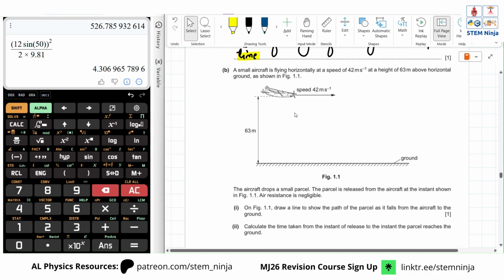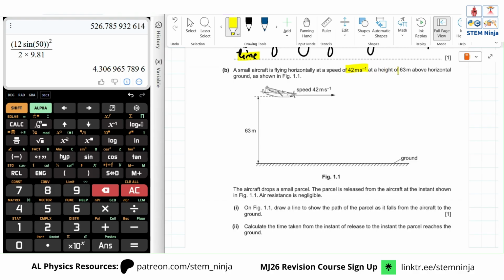A small aircraft is flying horizontally at a speed of 42 meters per second at a height of 63 meters above horizontal ground. So it's flying horizontally, meaning it has no vertical velocity. The aircraft drops a small parcel. The parcel is released from the aircraft at the instant shown. On figure 1.1, draw a line to show the path of the parcel as it falls from the aircraft to the ground. Okay, so initial velocity is this.